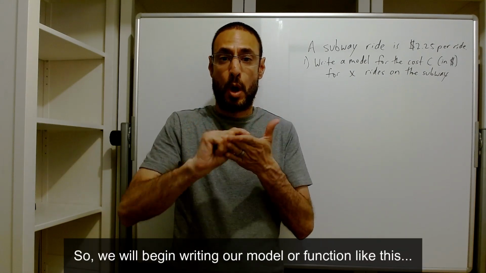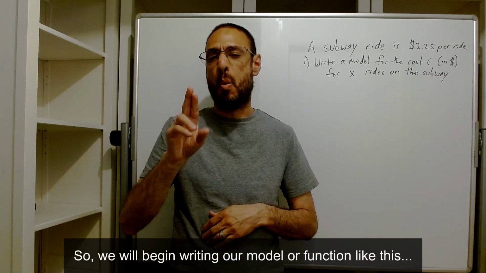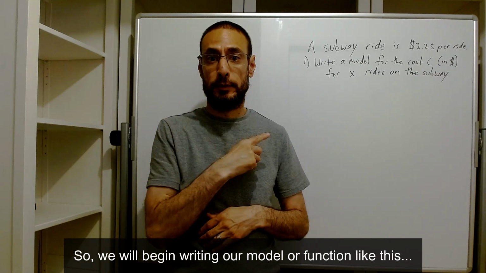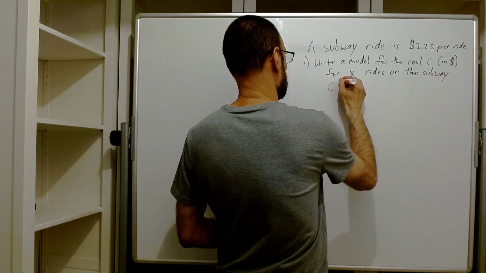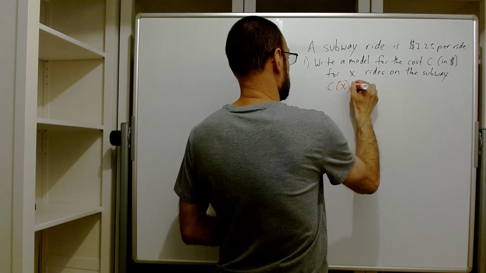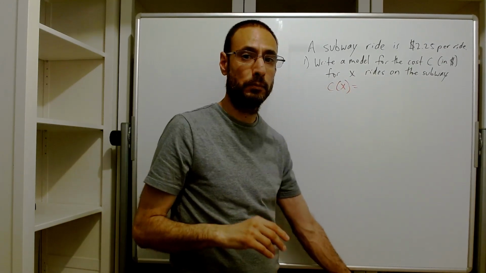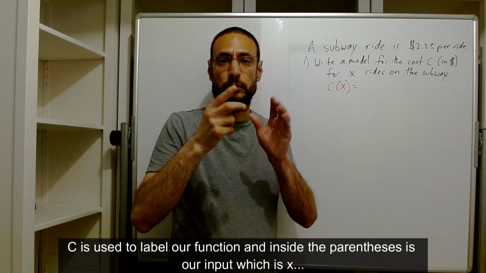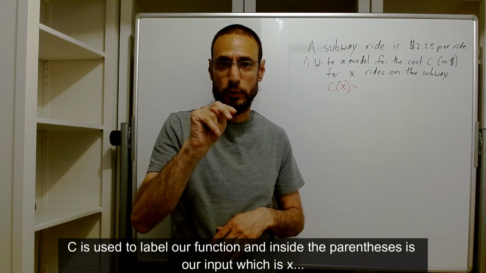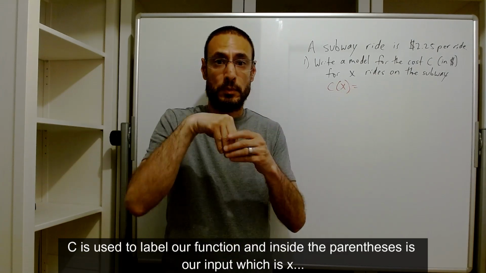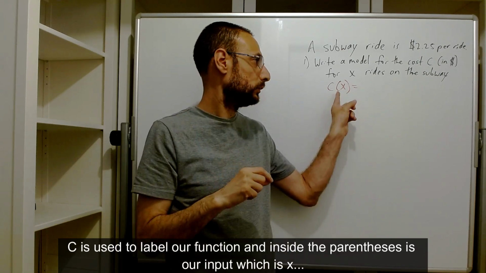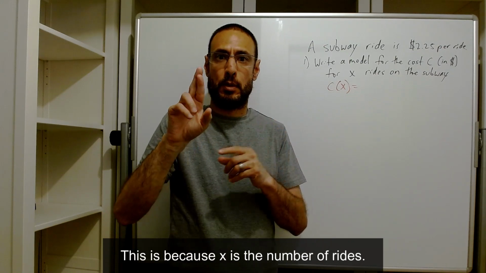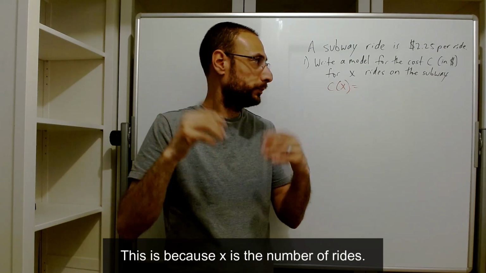So, we will begin writing our model or function like this. C is used to label our function, and inside the parentheses is our input, which is X. This is because X is the number of rides.